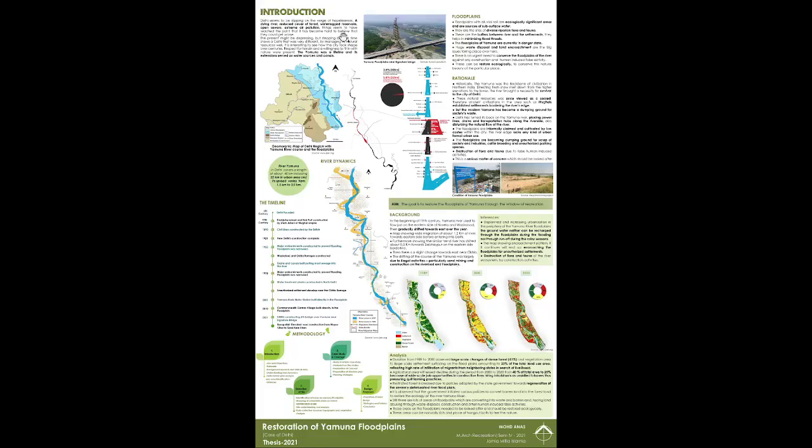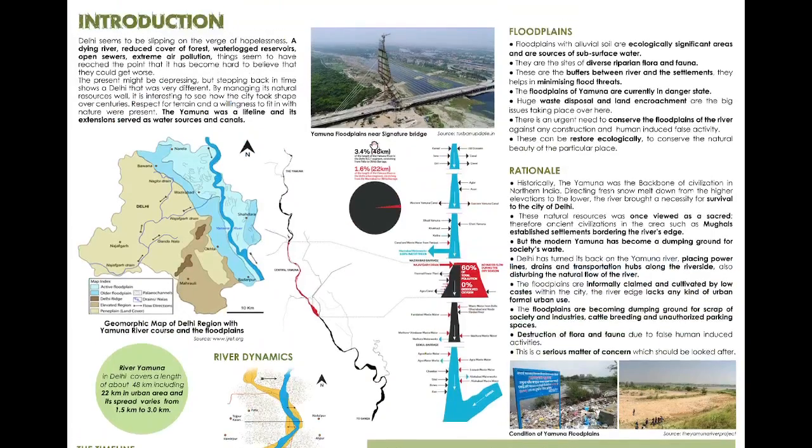So I'll start with a brief introduction. As we all know, Delhi is facing so many issues nowadays, such as a dam, river, reduced forest cover, waterlogged reservoir, open sewer, extreme air pollution, and solid waste management. Out of which Yamuna is facing issues such as polluted water, reducing green cover from the floodplains, dumping of solid waste in the floodplains, and land encroachment on the floodplain. So currently, the floodplains of the Yamuna River are in a dangerous state, and there is an urgent need to conserve these floodplains, which can be done ecologically.